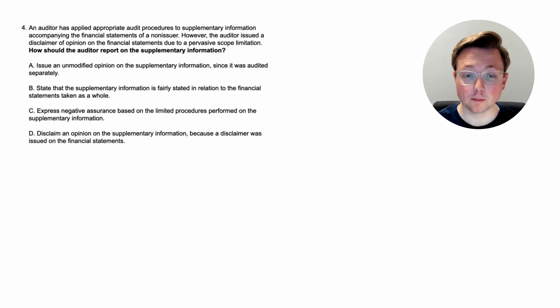Option A, issue an unmodified opinion on the supplementary information since it was audited separately. Option B, state that the supplementary information is fairly stated in relation to the financial statements taken as a whole. Option C, express negative assurance based on the limited procedures performed on the supplementary information. Or option D, disclaim an opinion on the supplementary information because a disclaimer was issued on the financial statements. Okay, so what are they going to do in this situation? If you have a good guess, pause the video and think about it. If not, let's go to the answer right now.